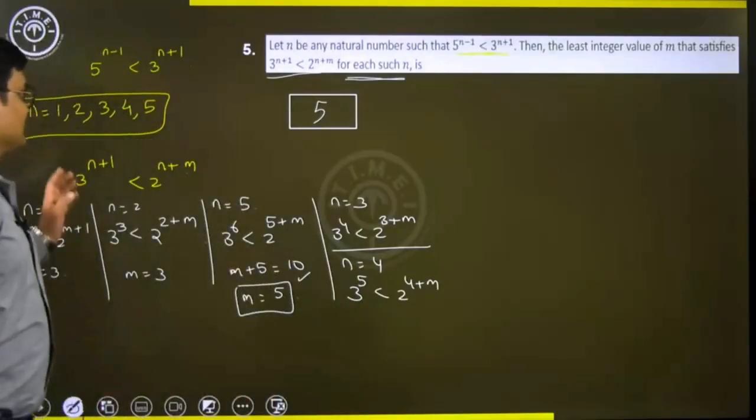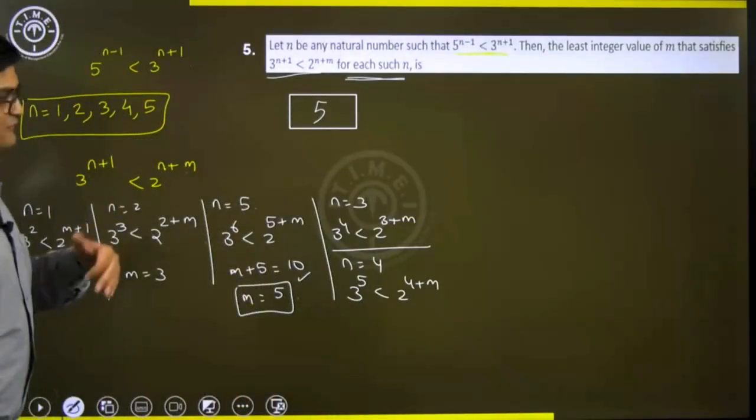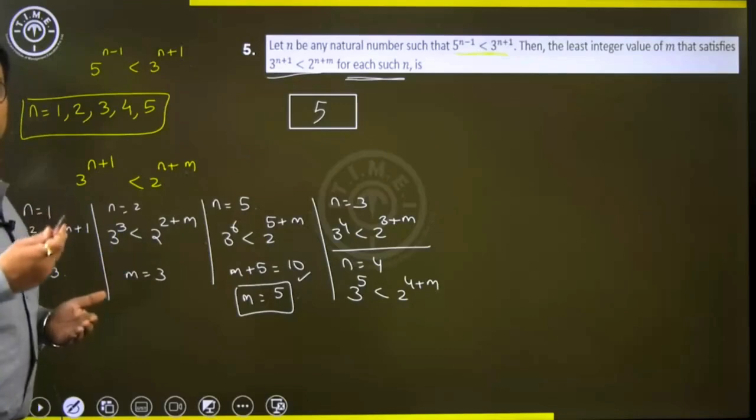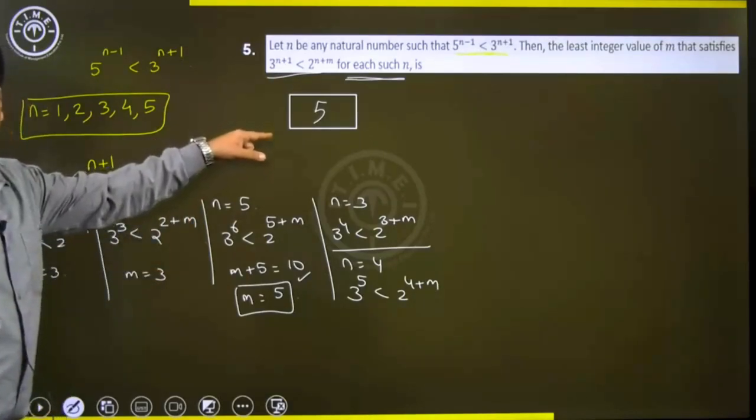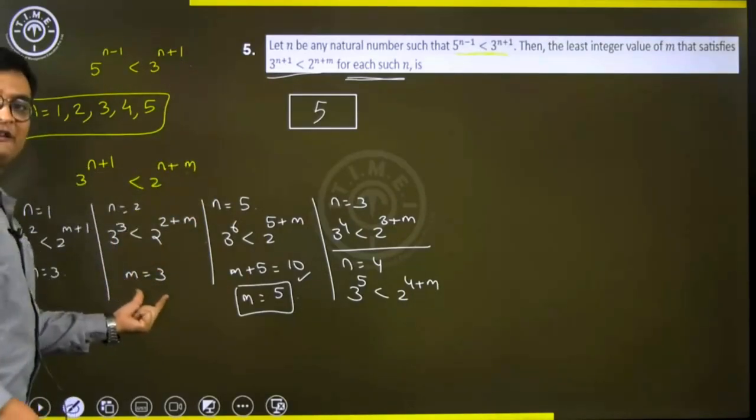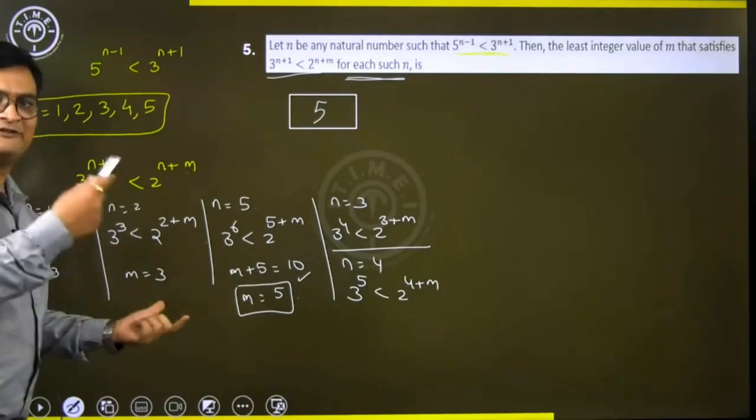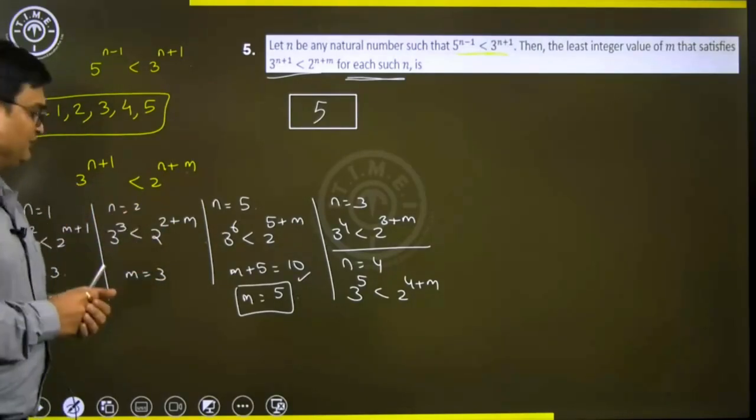Okay, I hope this was clear. So it was very important to note why we are marking 5 as the answer when we got the value of m as 3 also. Then why are we marking 5? I hope that point is also clear to all of us.